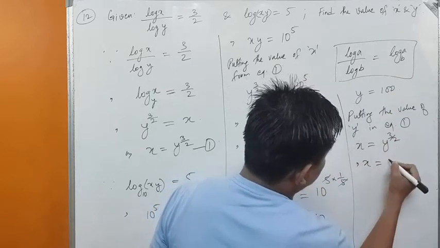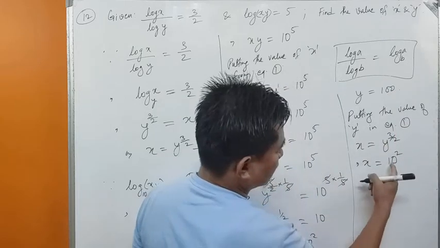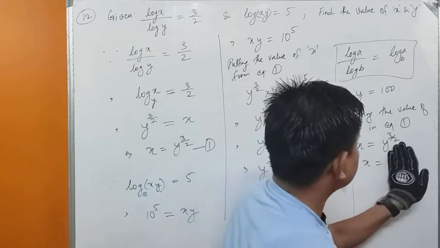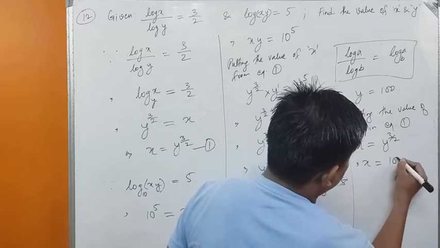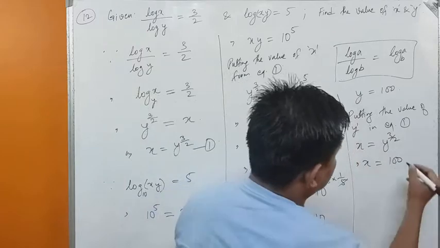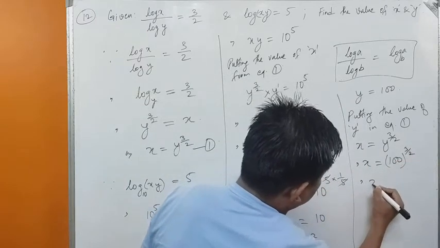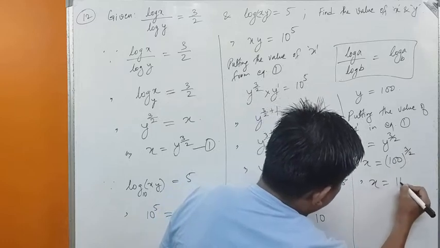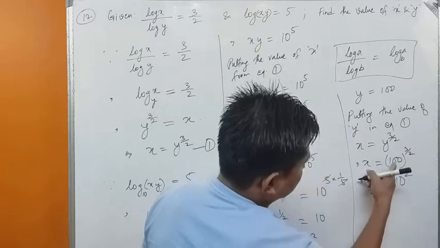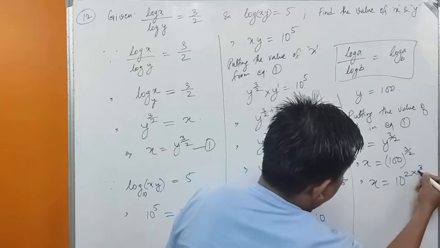Y is 100. 100 means 10 squared, isn't it? First let me write 100, okay? Y means 100 to the power 3 by 2, isn't it? Or x equals 100, which means 10 squared. 10 tens are 100, into this 3 by 2 we write here, okay?